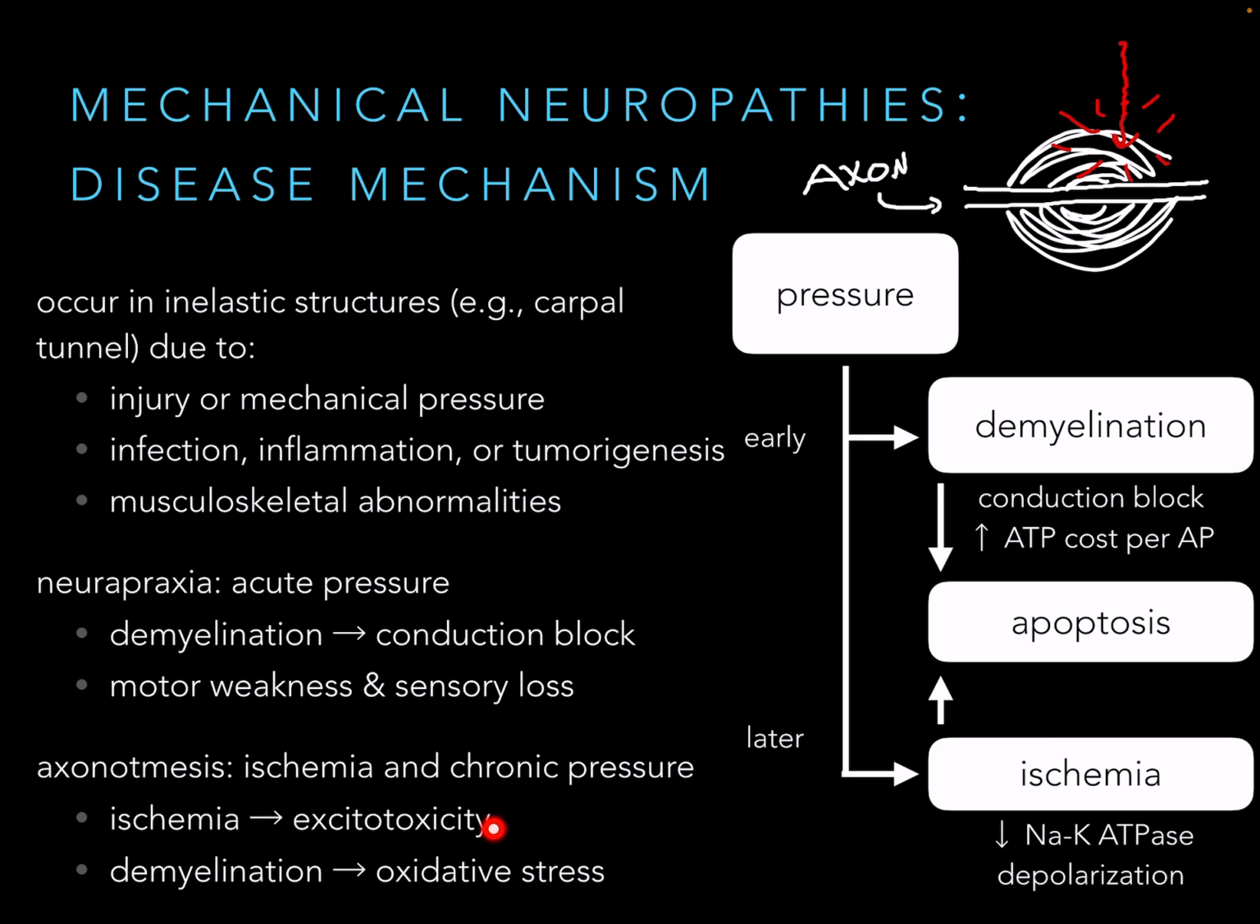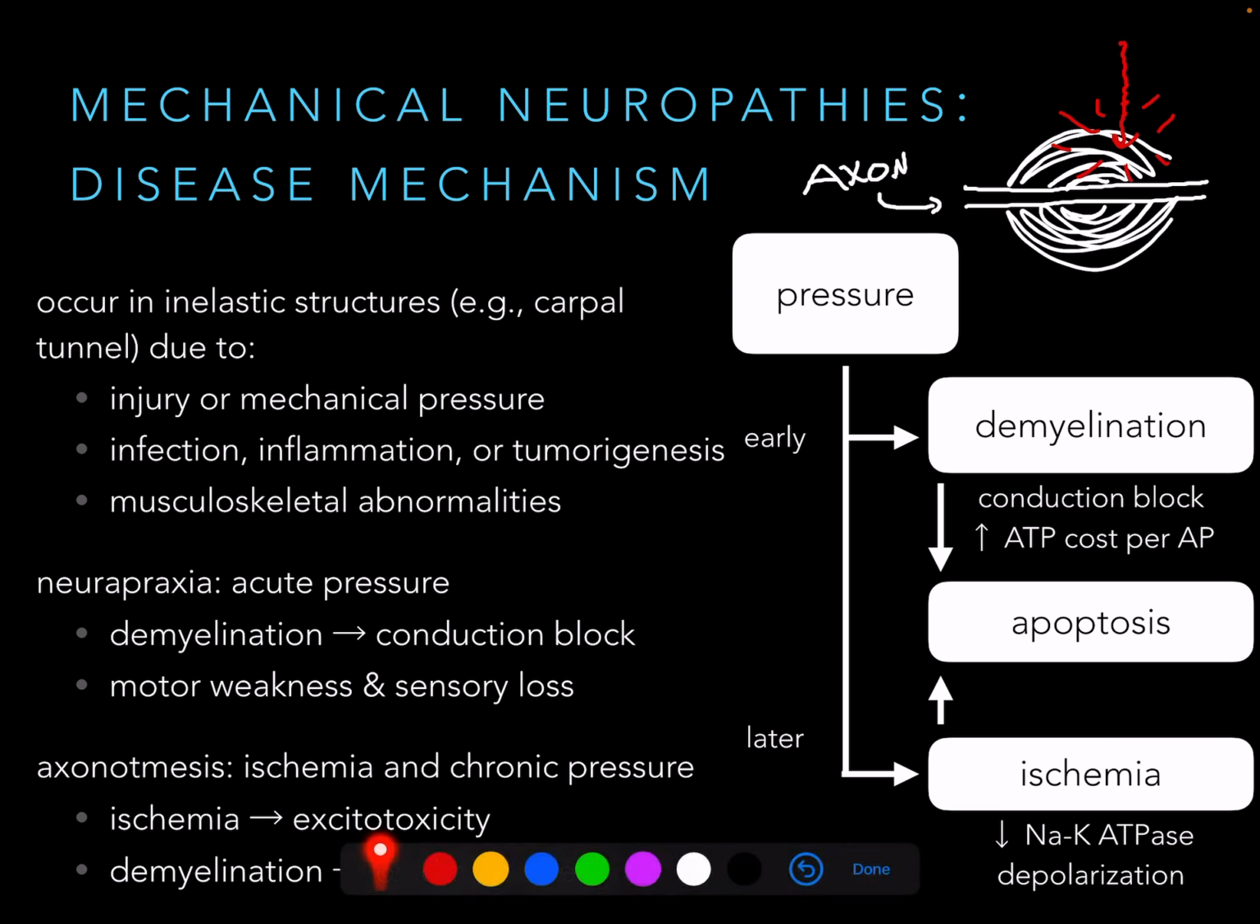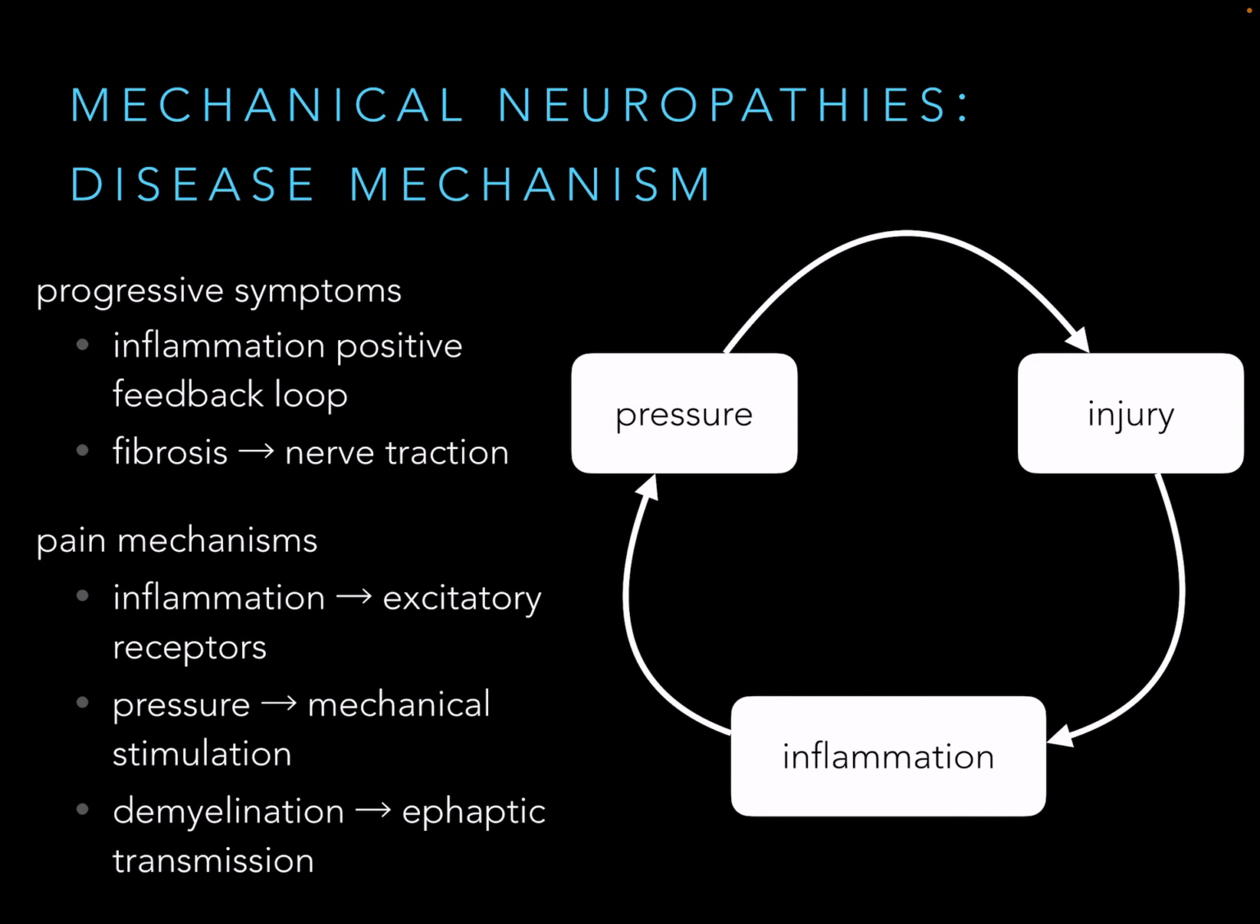So we got a couple of ways of getting to axonotmesis. It could be because of the demyelination that leads to oxidative stress. It could be that the pressure continues to increase and then we get ischemia. Either way, we've lost a neuron and now we're not going to have full recovery. So with entrapment disorders, early treatment is obviously better.